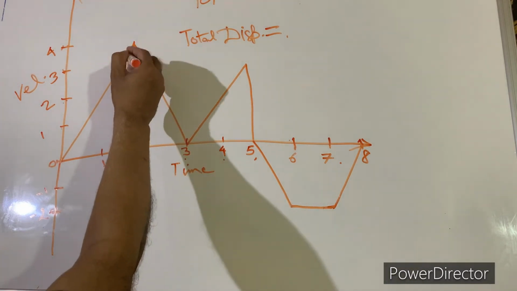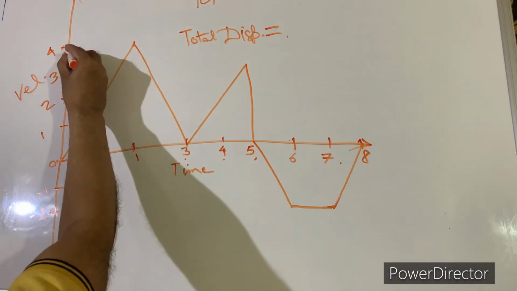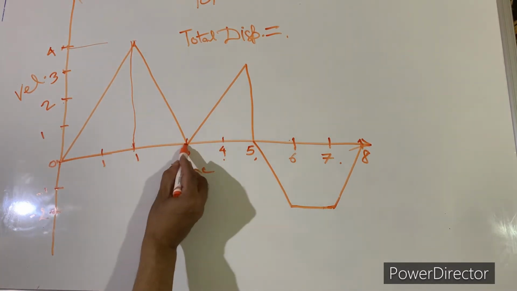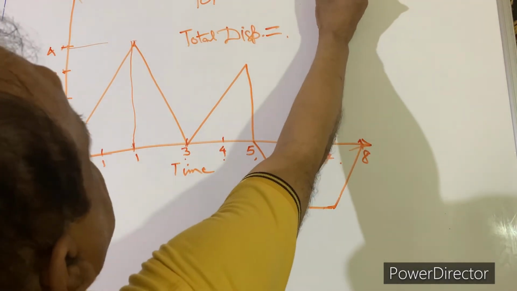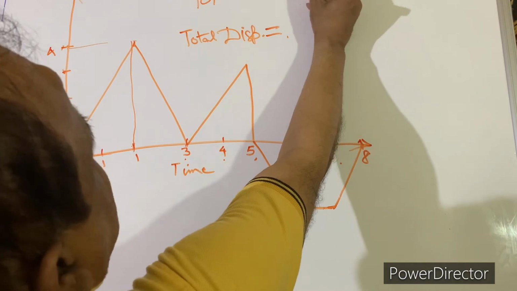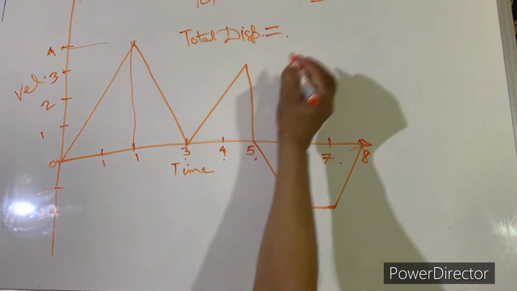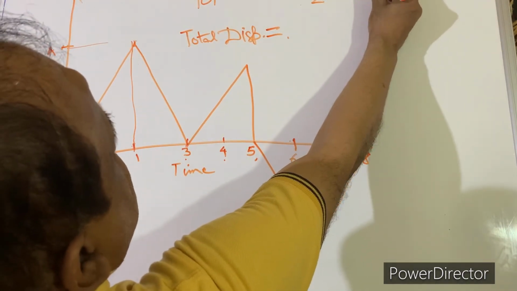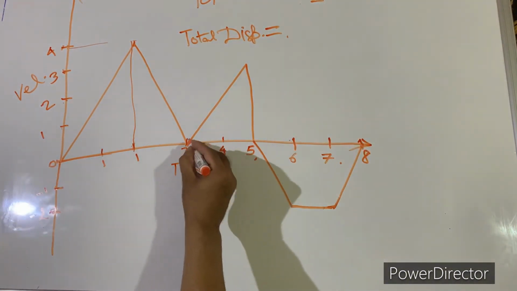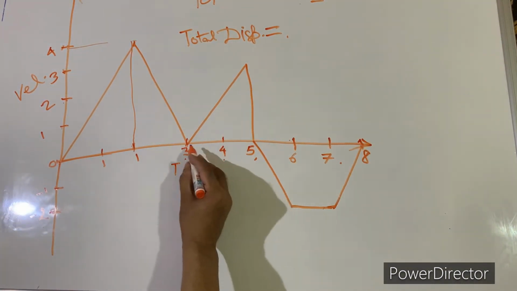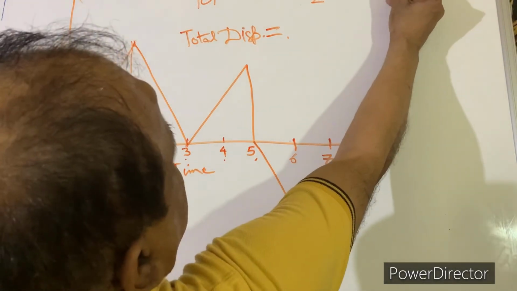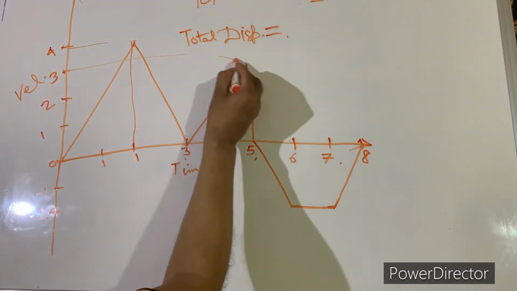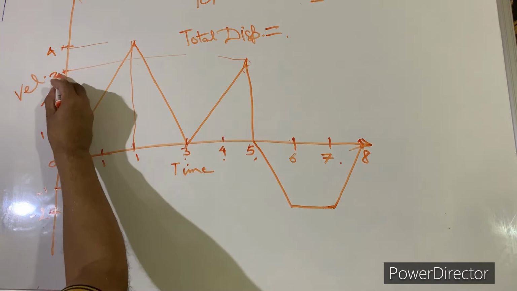We know the area of a triangle is half base into height. The height of this triangle is 4. And what is the base? Base is 3. Hence, the area of this triangle is half into 3 into 4. Then plus the area of this triangle. The area of this triangle is again half base into height, so it will be half into base 2 and the height is 3. Clear? The height is 3.